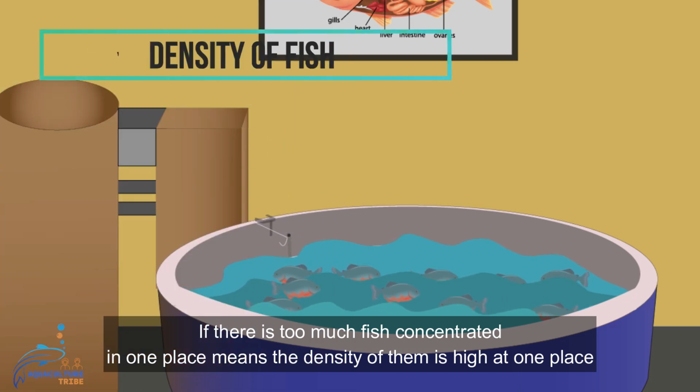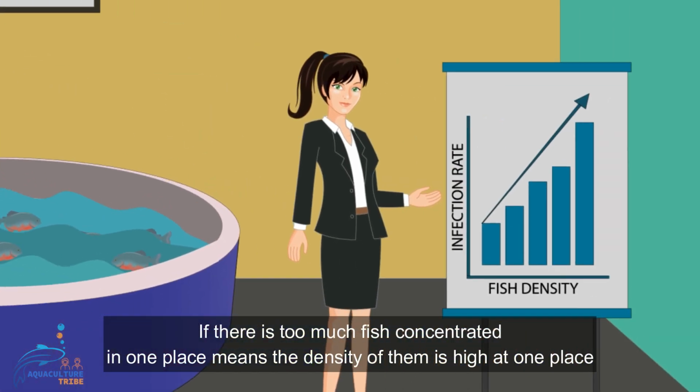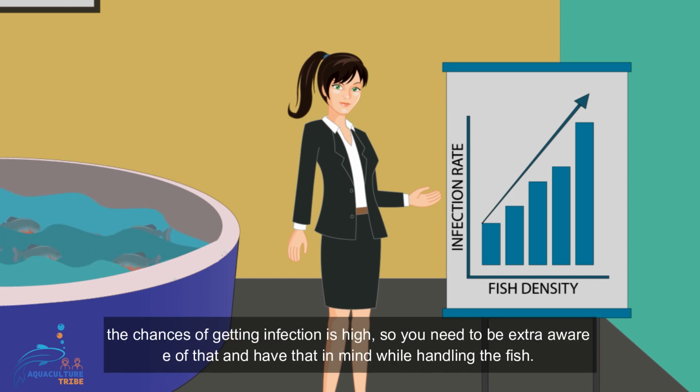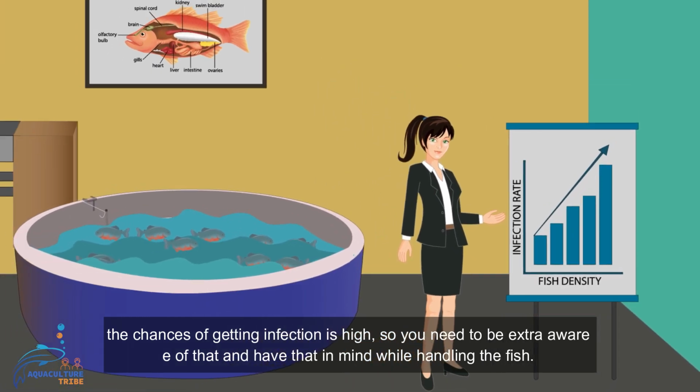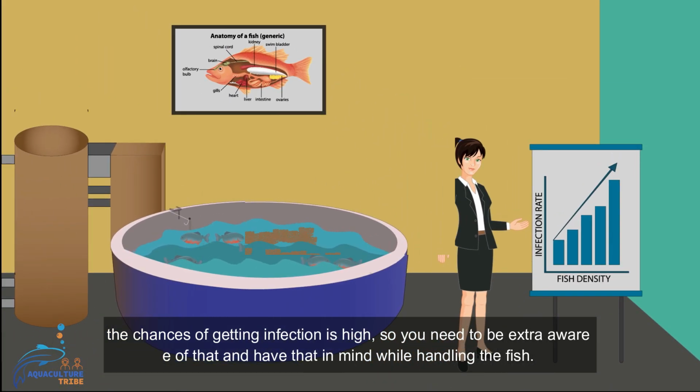If there are too many fish concentrated in one place, meaning the density is high at one place, the chances are that the infection rate is going to be high. So you need to be extra aware of that and keep it in mind while handling the fish.